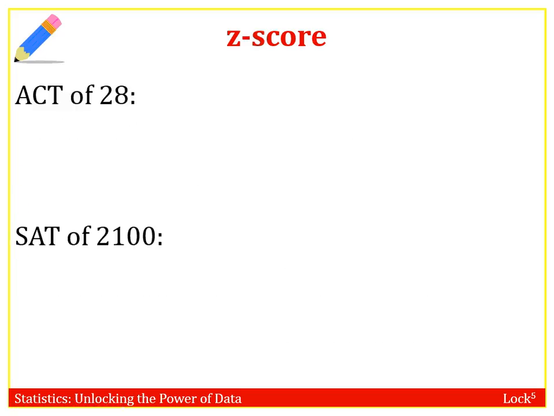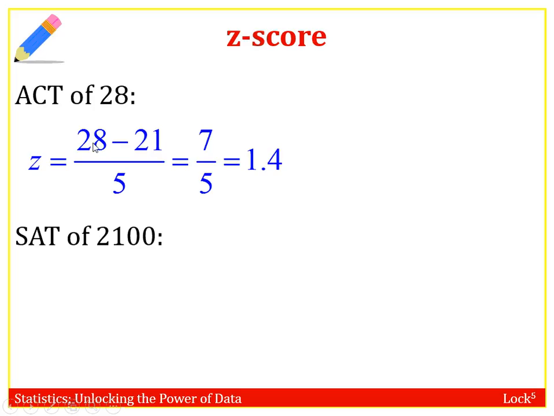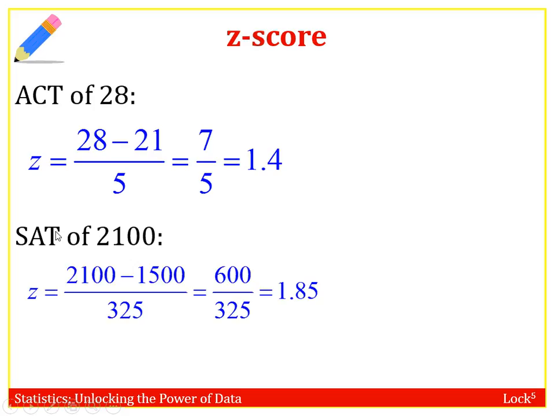Looking at your ACT, you'll take your 28, which is your data value, minus the mean of the ACT over the standard deviation, which gives you 7 over 5, which is 1.4. So 28 is 1.4 standard deviations above the mean. Your SAT of 2100, you take 2100 minus the mean over your standard deviation, and you get 1.85. So because this has a higher z-score, we know that a score of 2100 is better because it's farther to the right, which is a better score.